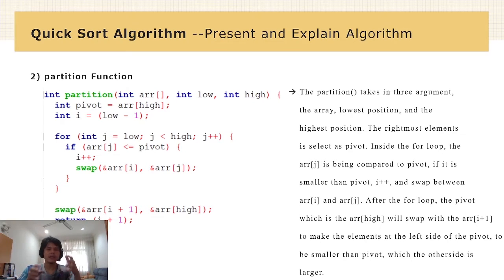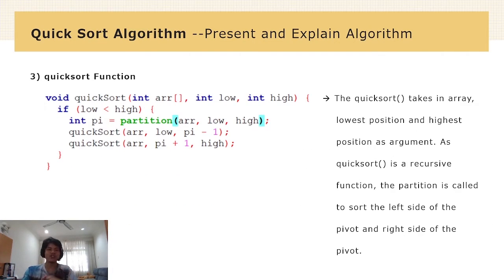This is to make the pivot act as a separator, where the elements on the left side of the pivot are smaller than the pivot, and the elements on the right side of the pivot are greater than the pivot. And then we return i plus 1, which is the position of the pivot.